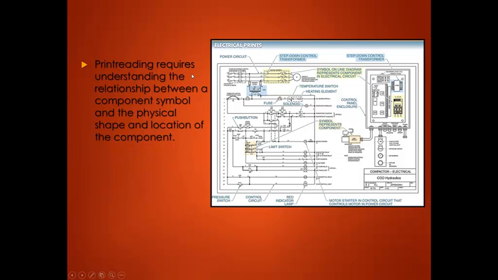Print reading is a term that requires understanding the relationship between a component symbol and the physical shape and location of the component. That's why I was going through this exercise, pointing out the symbols and what they actually look like in real life. You'll get a chance to do an exercise to understand the relationship between a symbol and the actual physical components that you'll be installing in a panel.